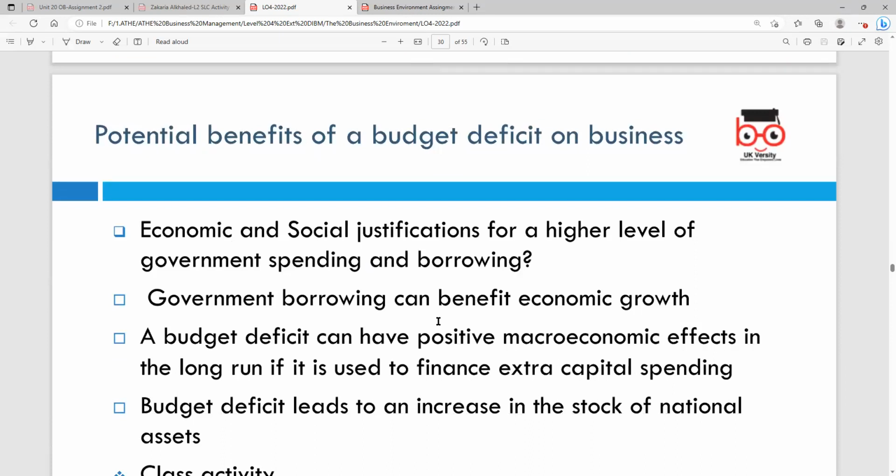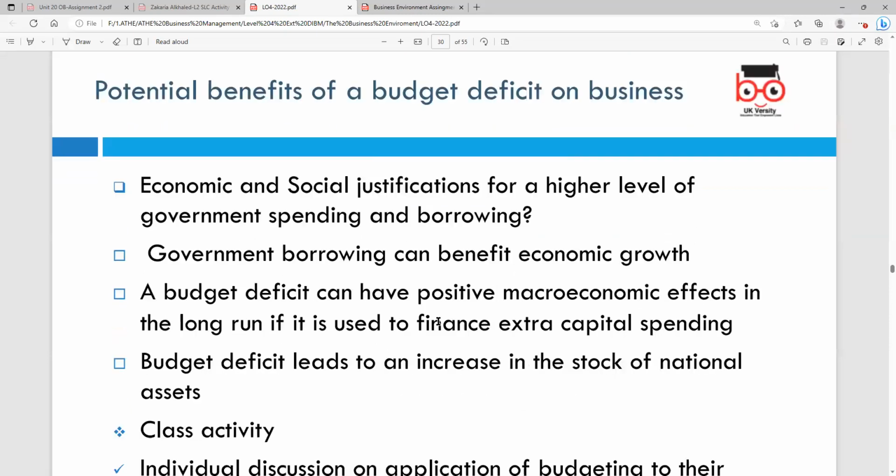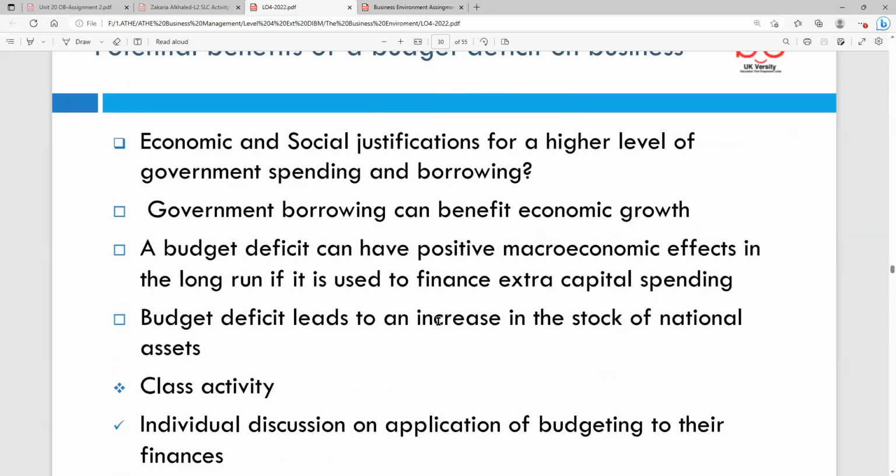Benefits of a budget deficit: if the government wants to put money into the economy, they borrow money, and then it'll create a lot of economic growth, in other words, okay. But it has to satisfy the other conditions.